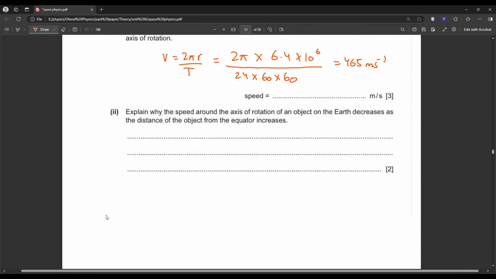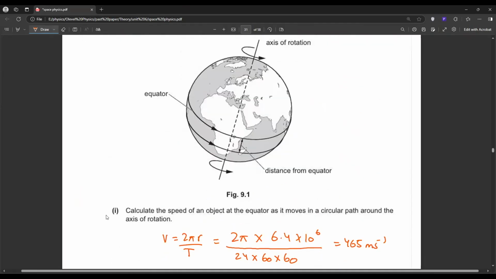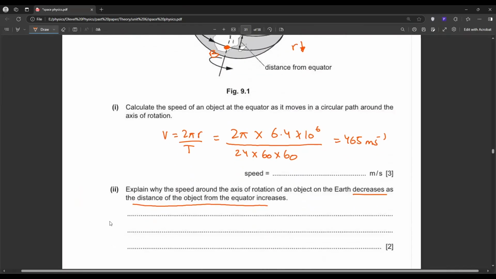Explain why the speed around the axis of rotation of an object on the earth decreases as the distance of the object from the equator decreases. So let's say now your distance from the equator is decreasing. Let's say you are at this point B. If your distance from the equator decreases, what happens? Your radius decreases. As your radius decreases, your velocity will decrease.